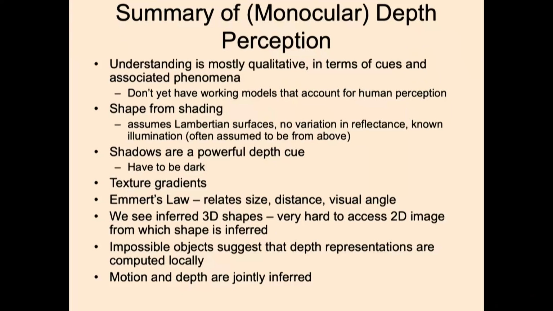We talked about how what we see are the 3D shapes that we infer from 2D images. It's very hard to access the 2D image that we use to infer the shape. We saw examples of impossible objects and talked about how they suggest that depth representations are computed locally. And then we saw phenomena that illustrate that motion and depth are jointly inferred. We also saw some examples of that back in the lecture on motion perception. What questions do you have?